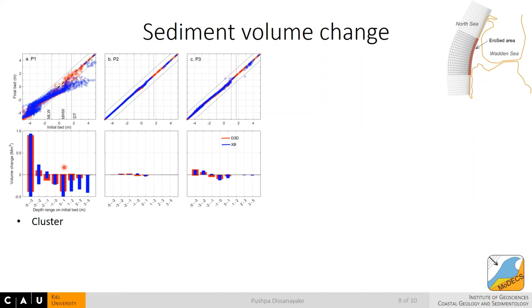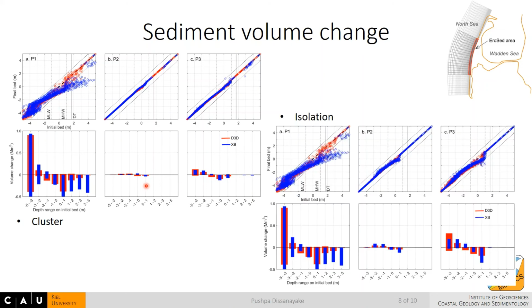Lower 3 panel shows volume change. X-axis is different bed depth level ranges, and y-axis is volume change. Negative indicates erosion, positive indicate accretion. In this depth class we can see strong accretion. From there to dune area we can see blue bars are extending, meaning that XBeach resulted in higher erosion. Here we can see very weak changes, and in P3 we can see some changes which are higher than P2.